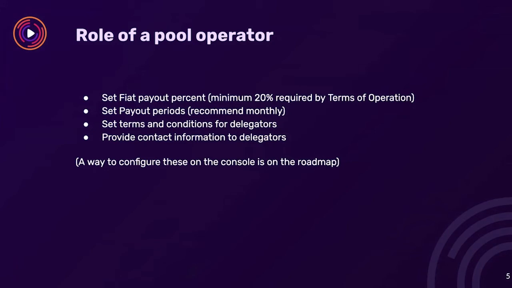And you have to set a payout period. In the case of the Genesis pool, the payout period is every month. It happens on the 25th of every month, just because we launched the Genesis pool on 25th June, so it's going to do the first one on 25th July, and so on. But you'll have to set a period and terms and conditions, and also provide contact information to delegators.